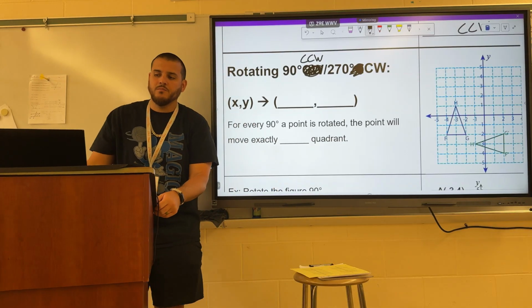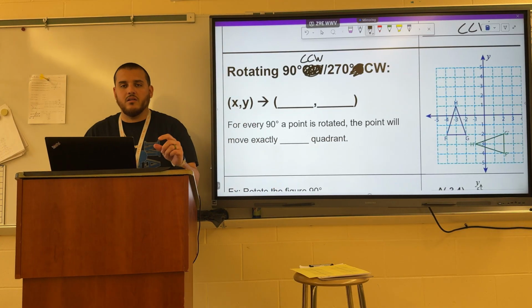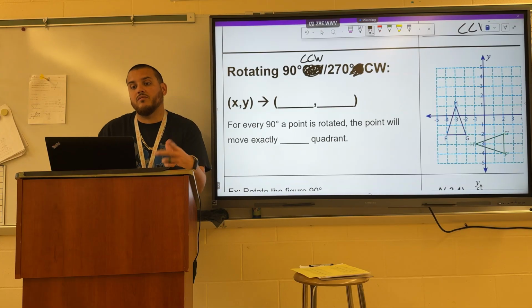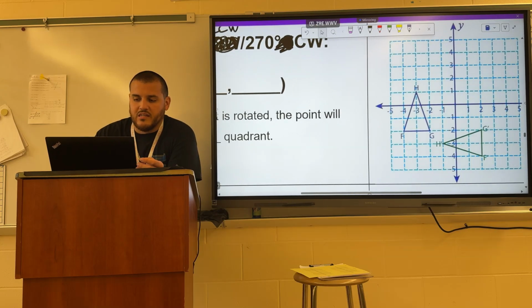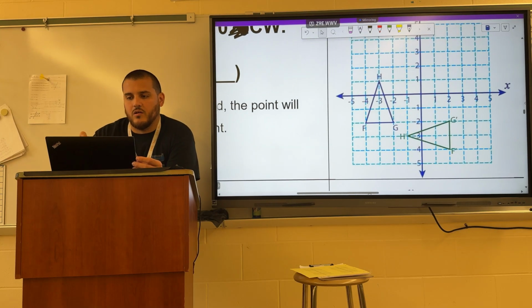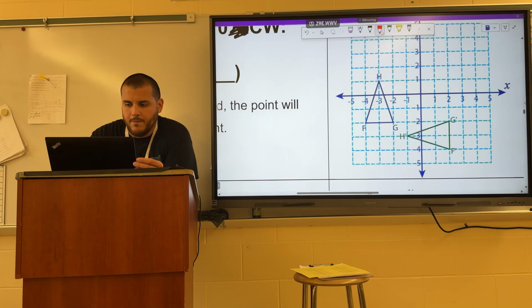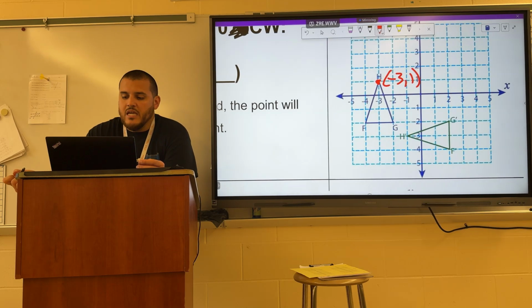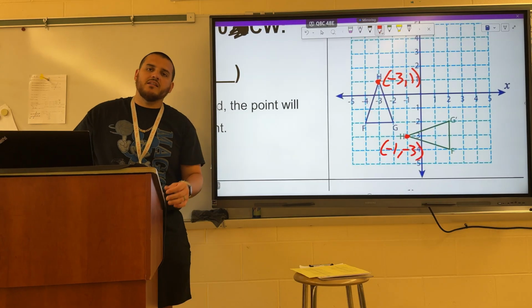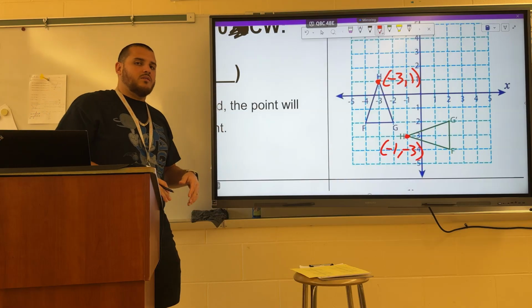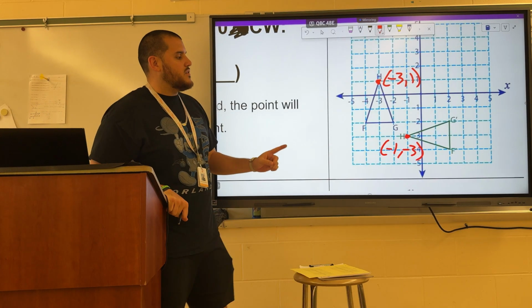On our graph here, we have an example of a 90 degree counterclockwise or a 270 clockwise rotation occurring. Right, as we zoom in, we can see how our coordinates have changed here. So on our pre-image, let's look at point H. Point H is located at (-3, 1). If we look at H prime now, that's located at (-1, -3). All right, and so there's a hint as to what happens here anytime we rotate 90 degrees counterclockwise in these coordinates.